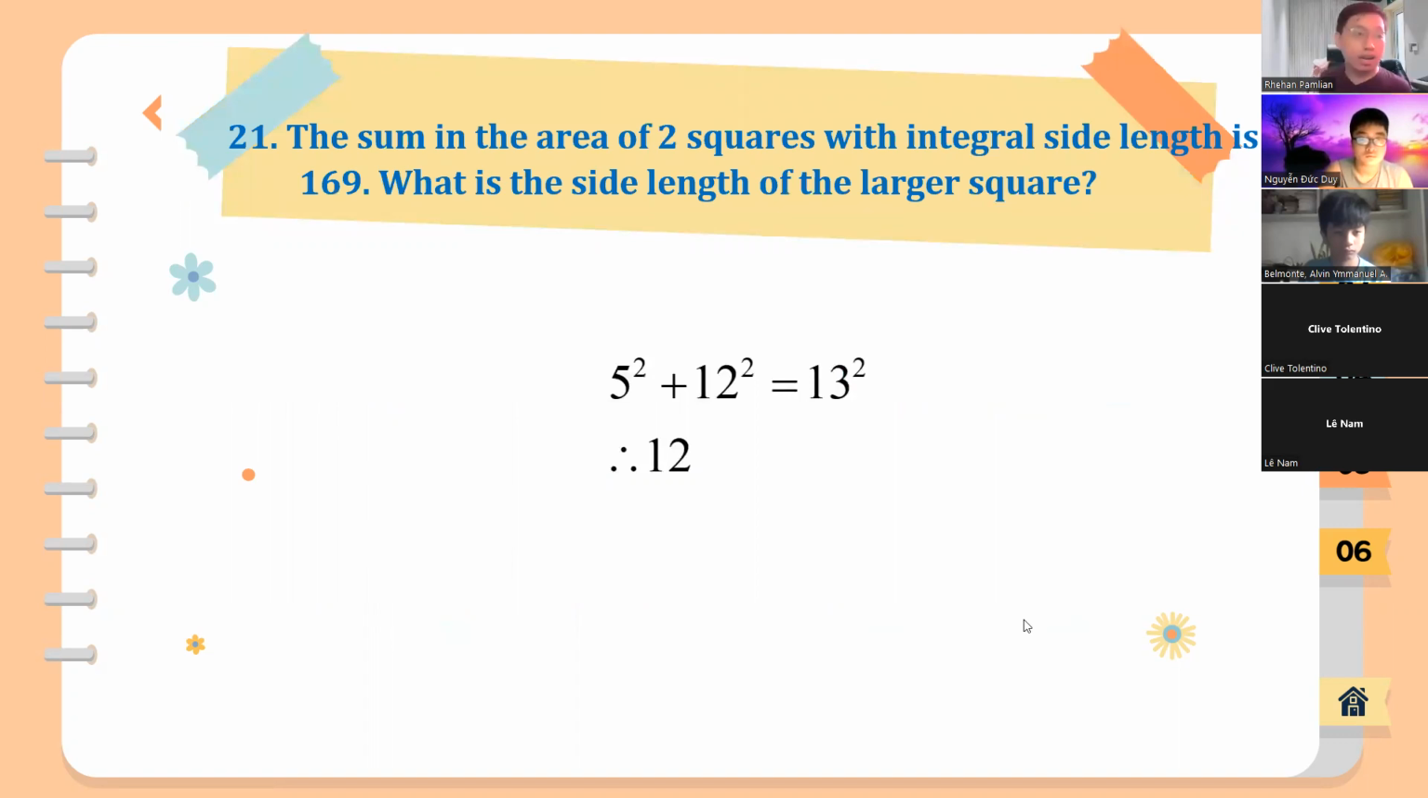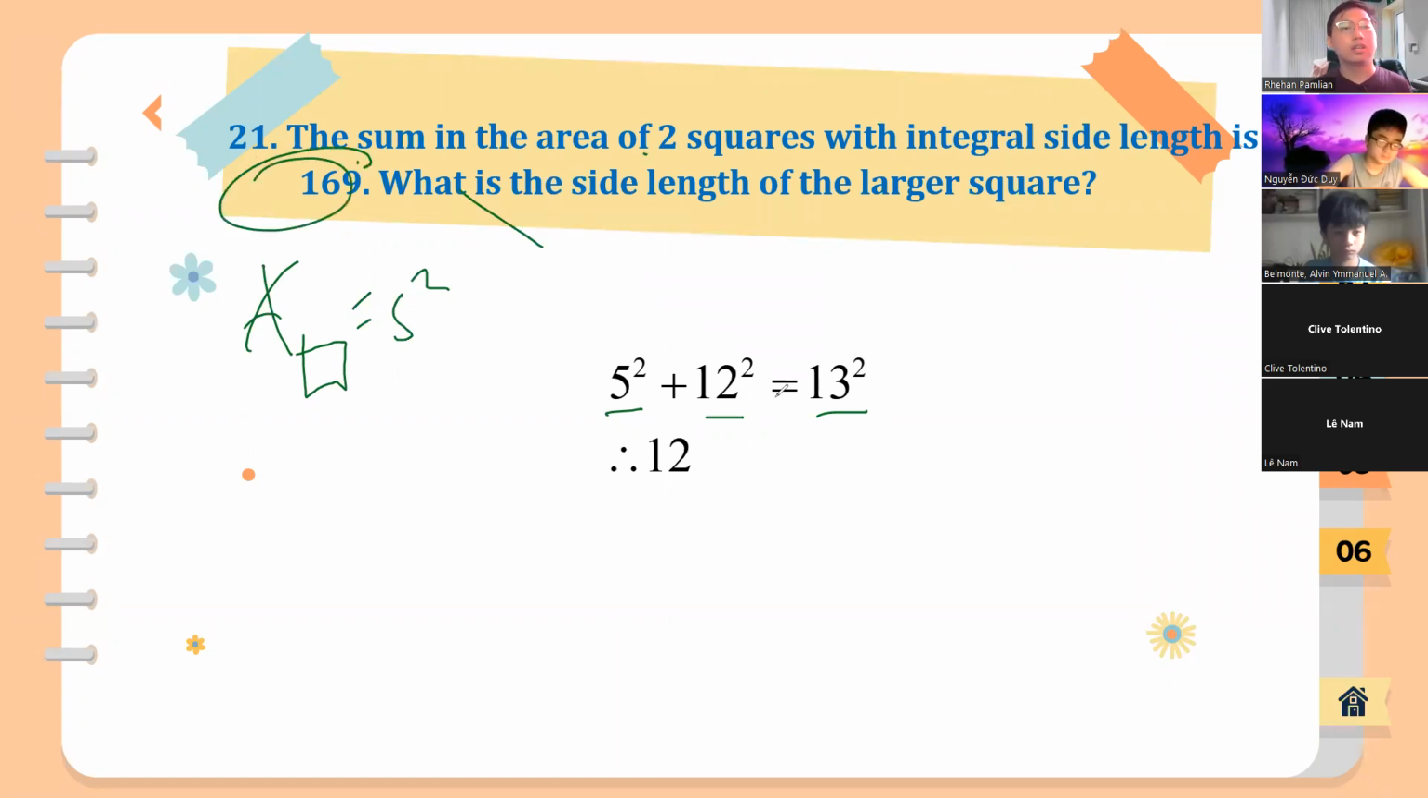The sum of the area of two squares with integral side length is 169. What is the side length of the largest square? So when you say area of a square, that's going to be s squared only, right? Area of a square is s squared. So 5 squared plus 12 squared is equal to 13 squared. Where did we arrive with this one? The sum of the area of the two squares with integral side length is 169, so 169 is the area, okay?